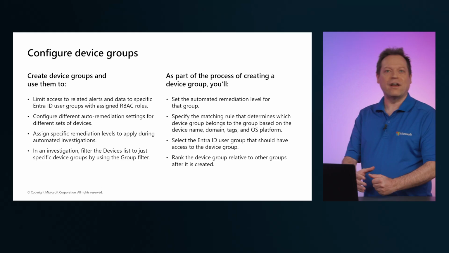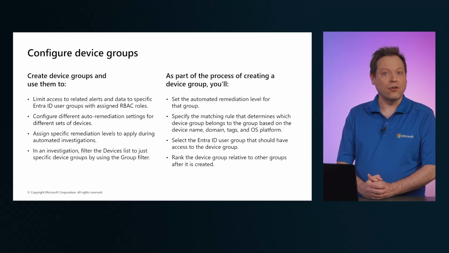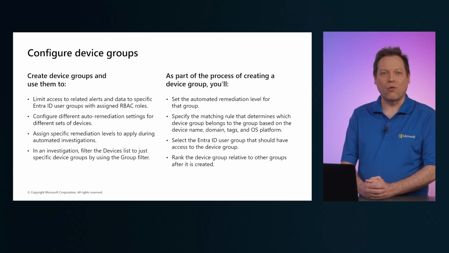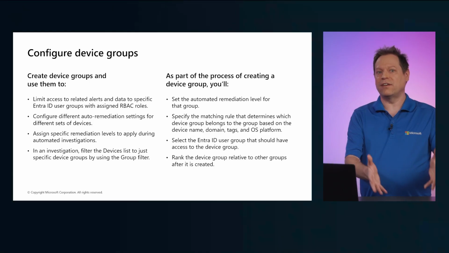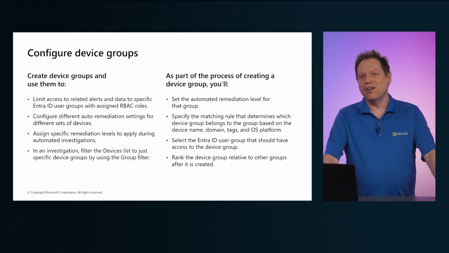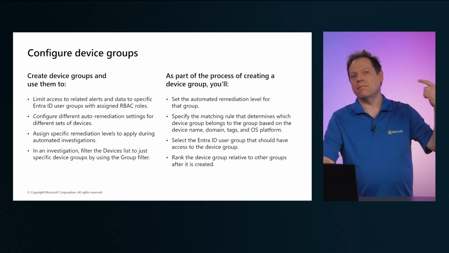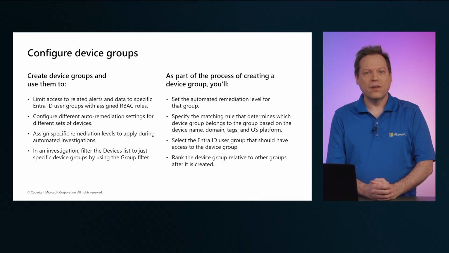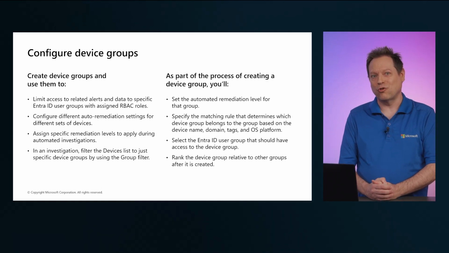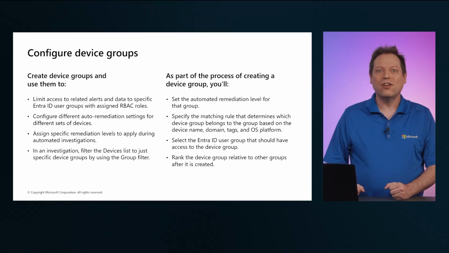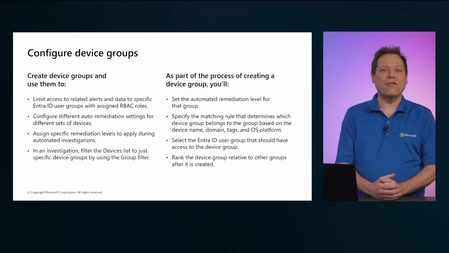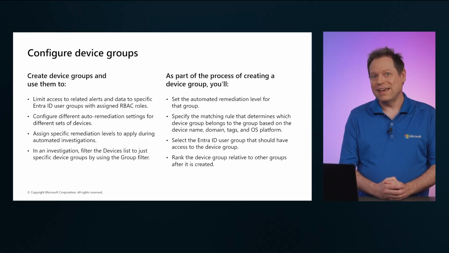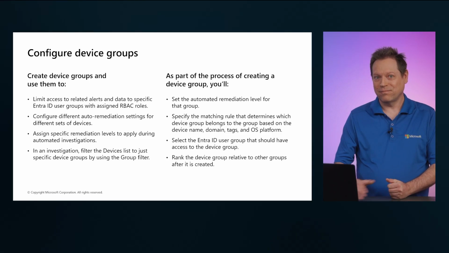When you create a device group, you'll set the automated remediation level for that group, specify matching rules that determine which devices belong based on things like the device name, the domain, tags, and operating system platform, select the Entra ID user groups that should have access to the devices, and then rank the device group relative to other groups so overlap is handled predictably.